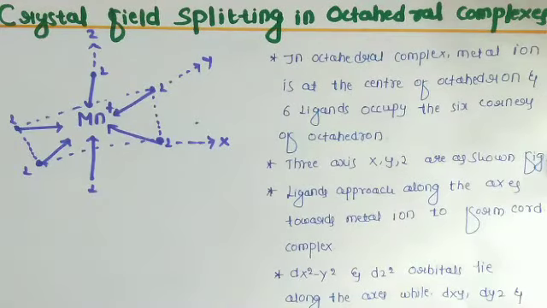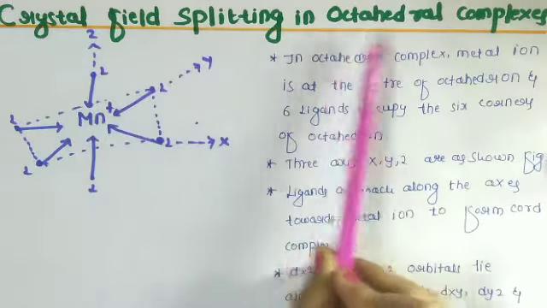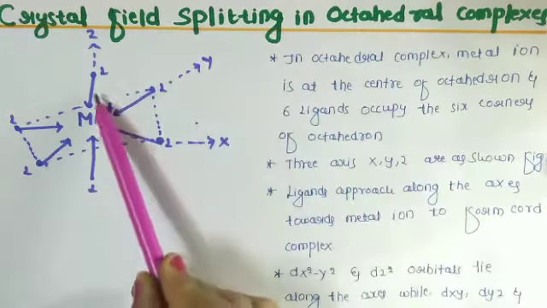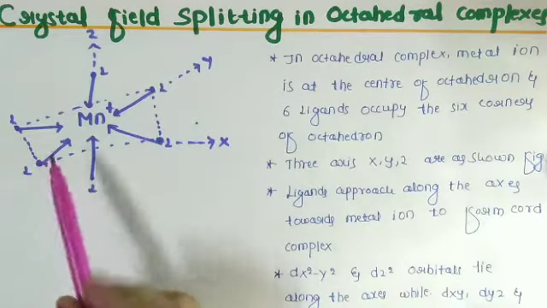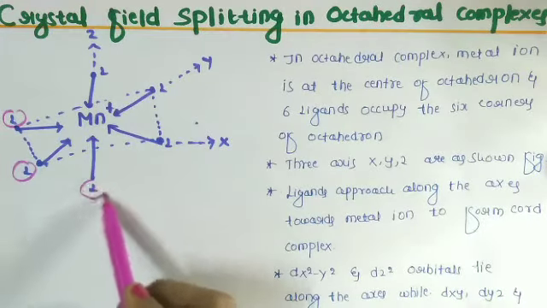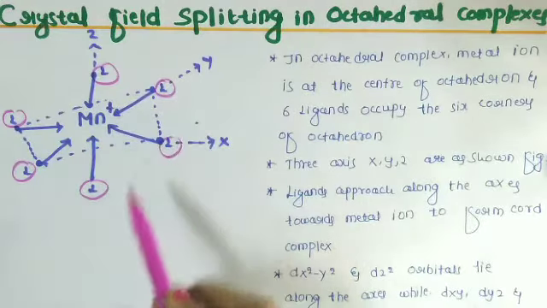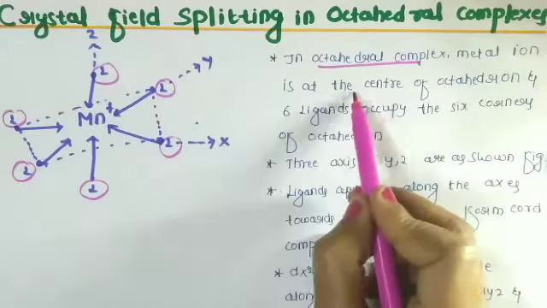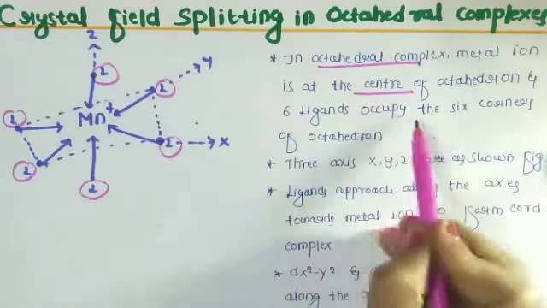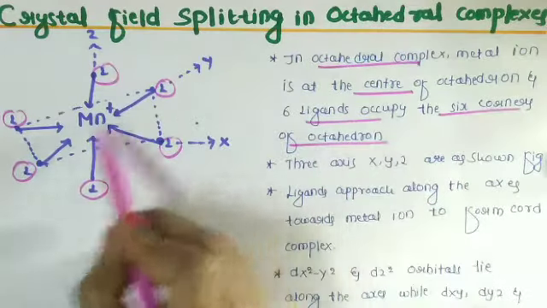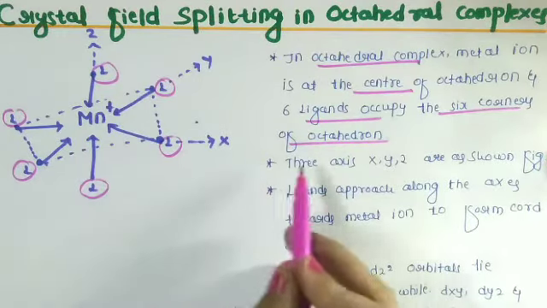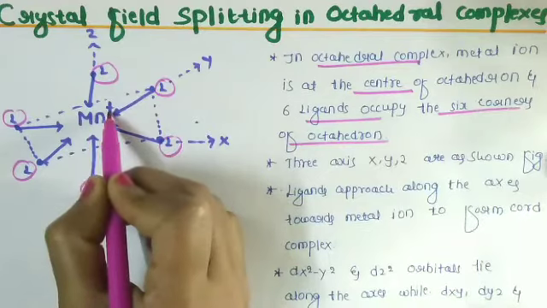Dear students, in this session I will discuss crystal field splitting in octahedral complexes. In octahedral complexes there are totally 6 ligands. This is ligand 1, and ligands 2, 3, 4, 5, and this is the 6th. Here in an octahedral complex, the metal ion is at the center of the octahedron and the 6 ligands occupy the 6 corners of this octahedron.